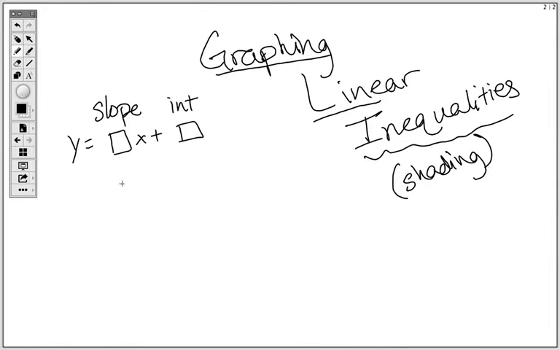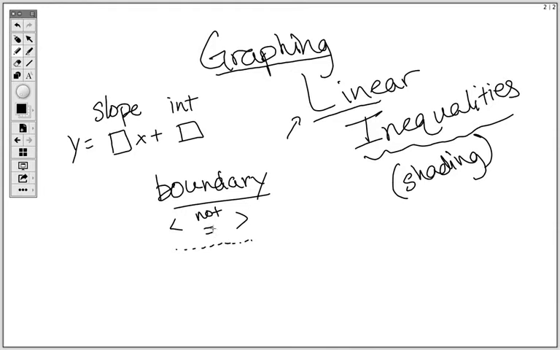Now something we're going to add on top of this is the whole inequality relationship, and how do we figure that out? Well, instead of looking at this as a line, now we're going to look at it more as a boundary. We'll call it a boundary line, or just a boundary. And if it's not equal to, so let's say it's just less than or greater than, it's a dotted line. So it's not equal.